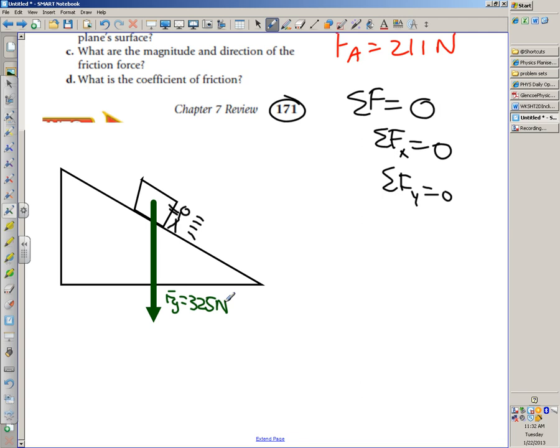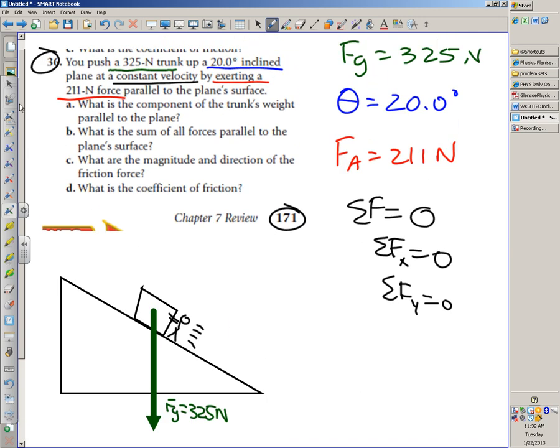What else? Okay, they gave us an applied force, right, and it tells us that the applied force is parallel to the plane surface. We can assume that if this crate is moving up a 20-degree inclined ramp, which way are we going to probably have to apply the force? Up the ramp.